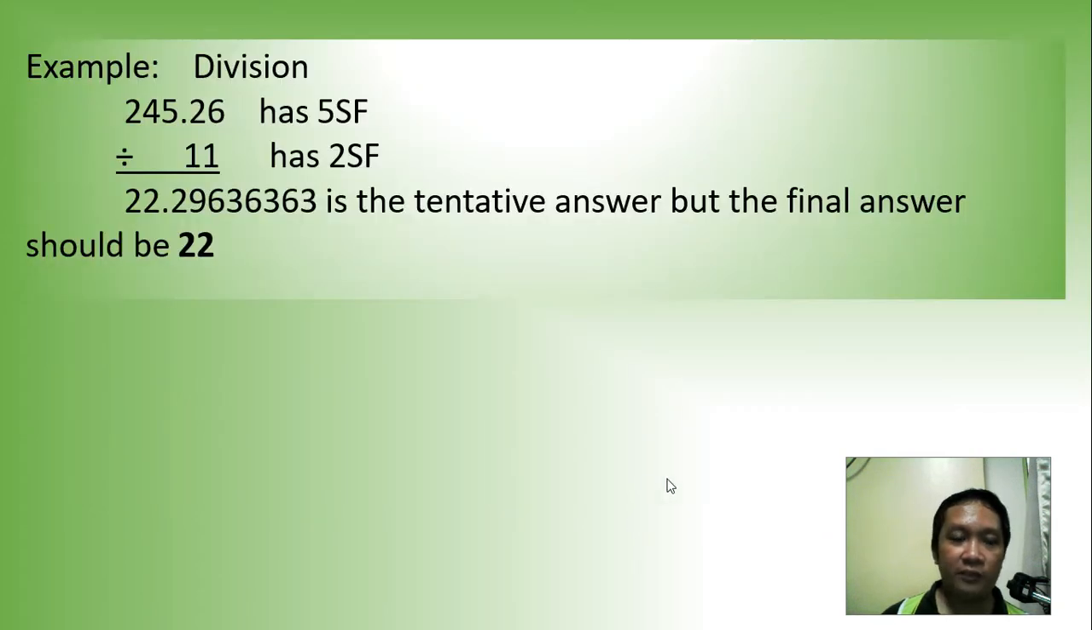Another example is in division. Supposing we need to divide 245.26, you will notice that there are 5 significant figures in this case. If we divide that with 11, there are only 2 significant figures. Therefore, the final answer should carry with it only 2 significant figures. It should leave us with only 22. Okay, therefore we need to drop the rest, and the number to be dropped is 2.